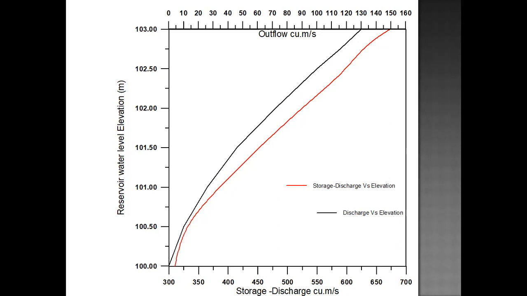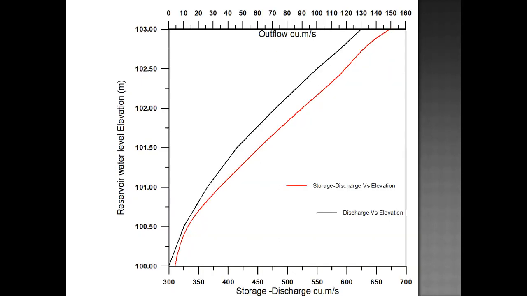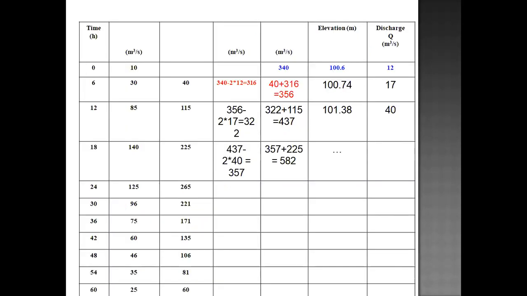Here storage discharge values are 300, 350, 400, 450, 500, 550, 600, 650, 700, increasing by 50 cubic meters per second. This is also a table we take. So this is also storage discharge in cubic meters per second, reservoir water elevation and outflow.